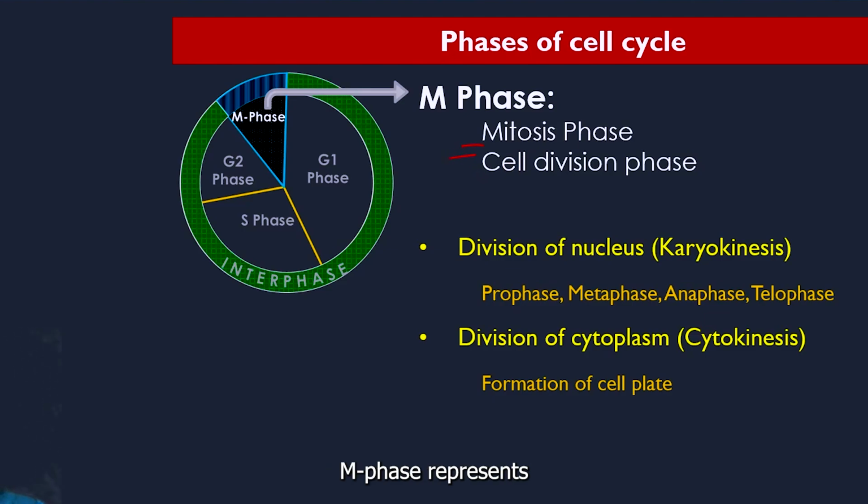M phase represents the mitosis phase. This is the actual cell division phase. So in a number of diagrams, we can see that M phase is represented as CD phase, cell division phase. The cell division occurs by division of the nucleus, which is called karyokinesis, and division of cytoplasm, which is called cytokinesis. In karyokinesis, four phases are there: prophase, metaphase, anaphase, and telophase. We can remember them as PMAT. So this is the correct sequence of phases which occurs in mitosis.